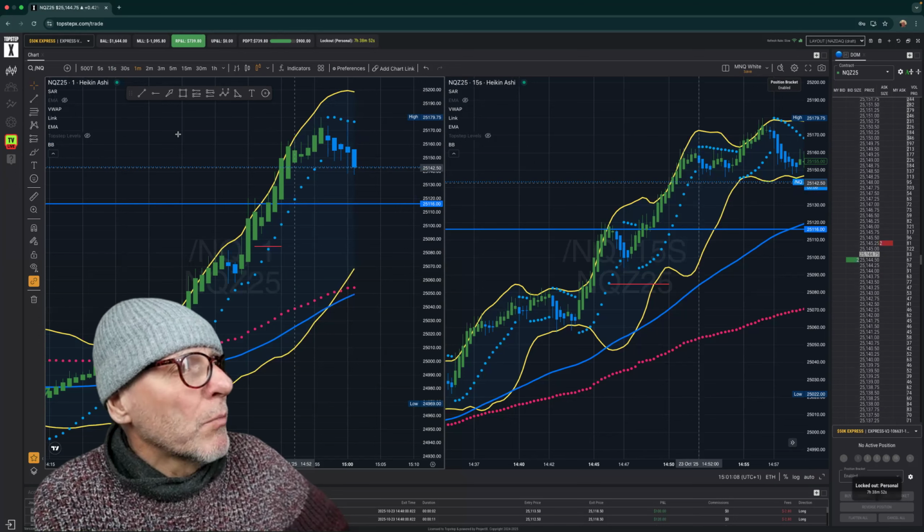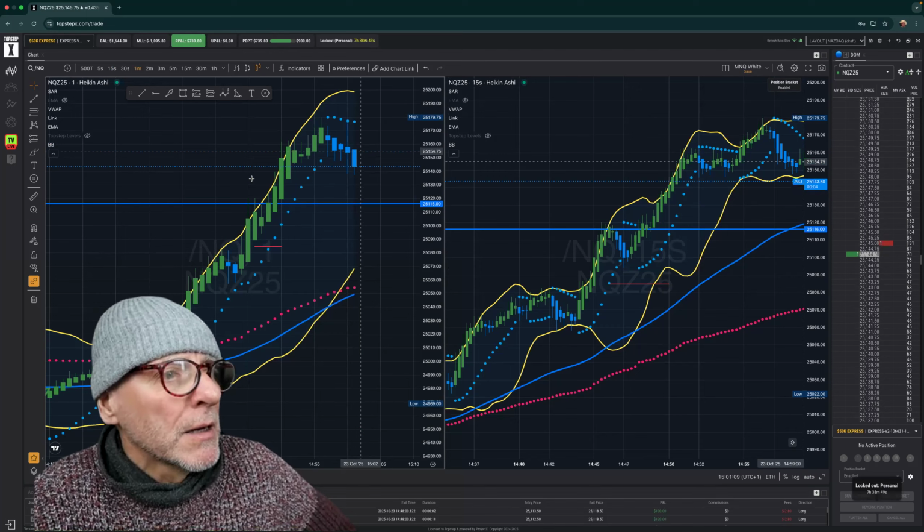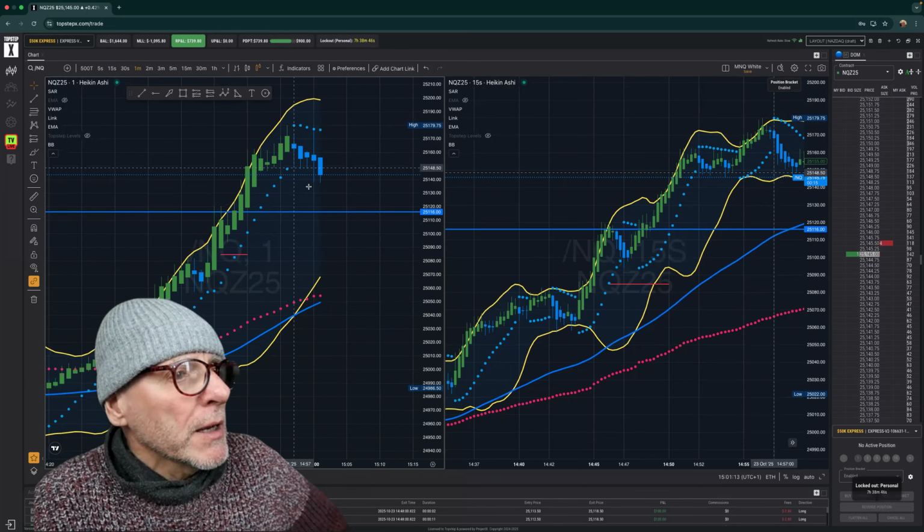So you can see on the 1 minute, just jumping back in, the parabolic's been hit on the 1 minute. It's trying to come back down.